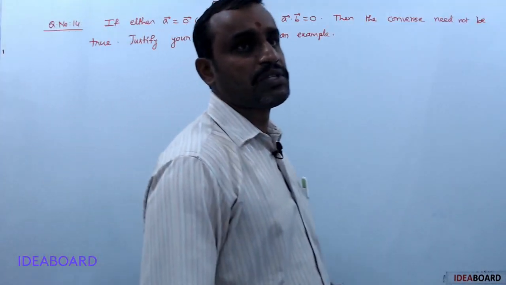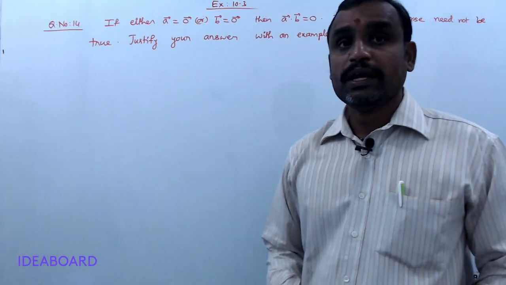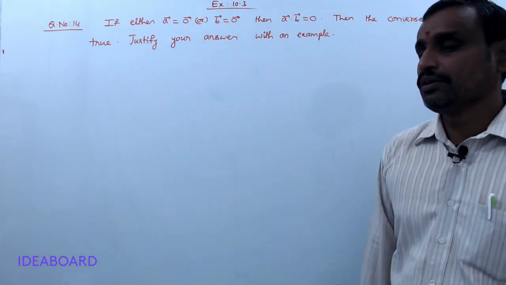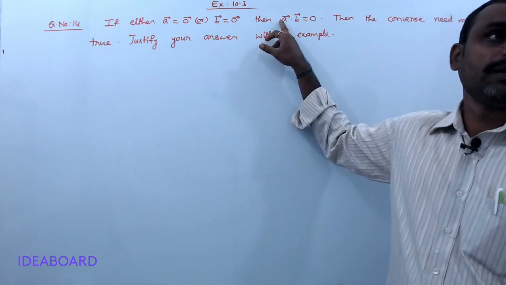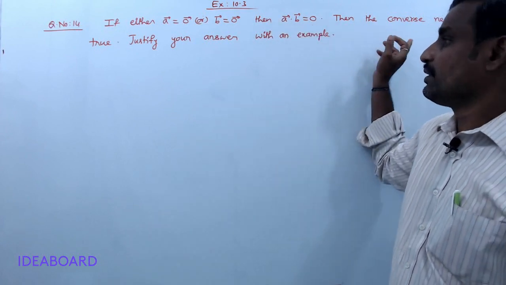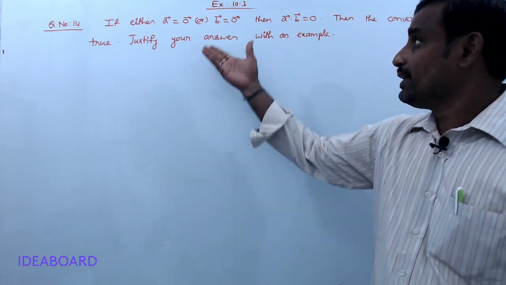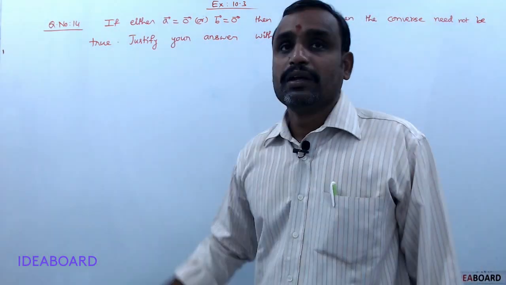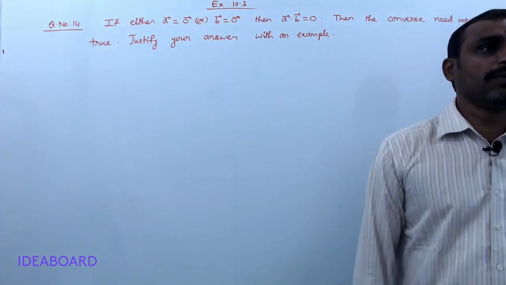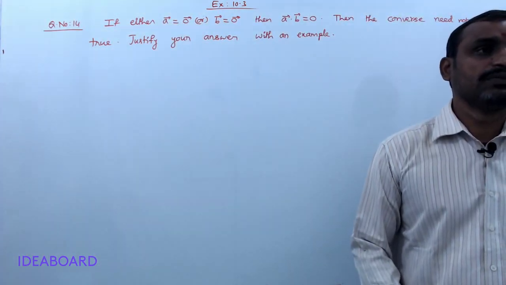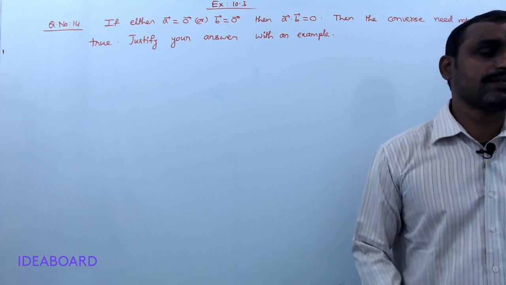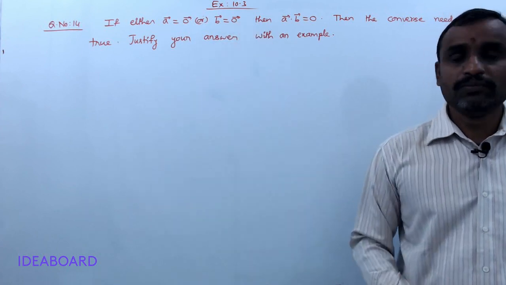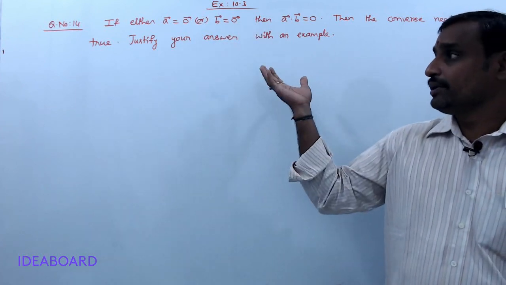Now question number 14. If either A bar is equal to 0 bar or B bar is equal to 0 bar, then the dot product is equal to 0. Then the converse need not be true. We know from the definition I gave, note point, if either A bar is equal to 0 bar or B bar is equal to 0 bar or both, then the dot product is defined as equal to 0. So clearly this statement is true. But the converse may be true, may not be true.